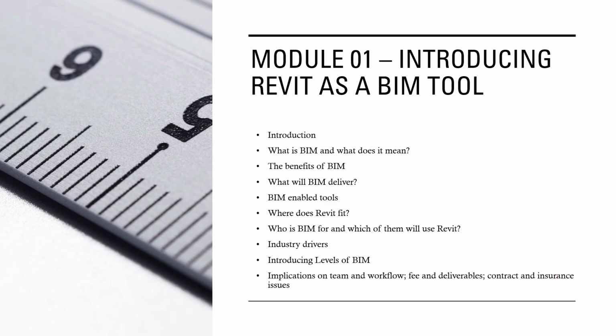BIM is a process, not a product. It's about creating intelligent models that integrate geometry, data, and workflows across disciplines. We then ask, what is BIM and what does it mean? It means shifting from isolated drawings to coordinated models. Every element carries meaning and every change ripples across the project.